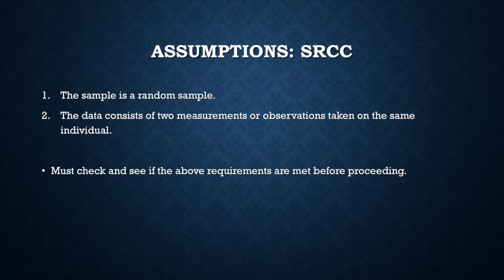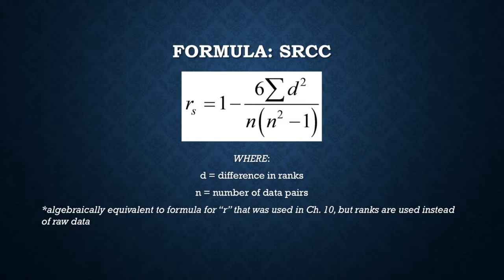The assumptions for the SRCC are as follows. Number 1, we can assume that the sample is a random sample. Number 2, we can also assume that the data consists of 2 measurements or observations taken on the same individual. One must check and see if the above requirements are met before they proceed with the problem. The formula for the SRCC is shown in this picture. D is the difference in ranks and n is the number of data pairs. This formula is algebraically equivalent to the formula that we used for r in Chapter 10, but the ranks are used instead of raw data.